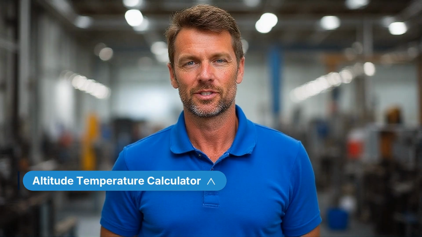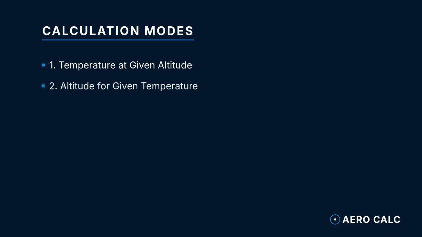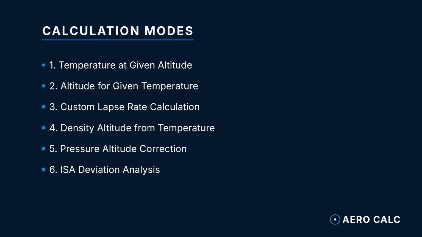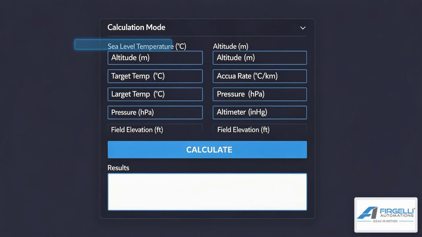The Altitude Temperature Interactive Calculator solves temperature variations at different altitudes using standard atmospheric models. Let's explore the inputs. First, we have a calculation mode dropdown with 6 options: temperature at given altitude, altitude for given temperature, custom lapse rate calculation, density altitude from temperature, pressure altitude correction, and ISA deviation analysis. For this demonstration, I'm using temperature at given altitude.